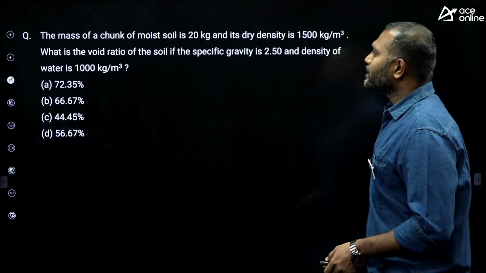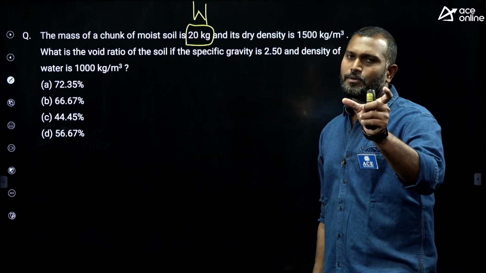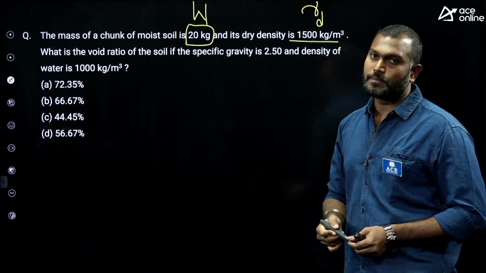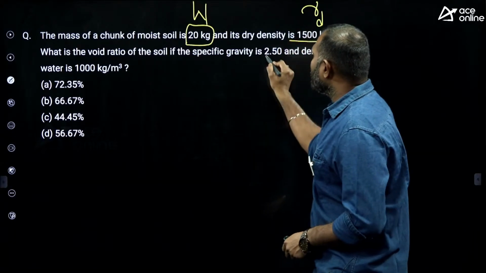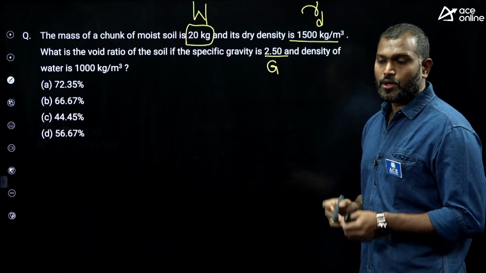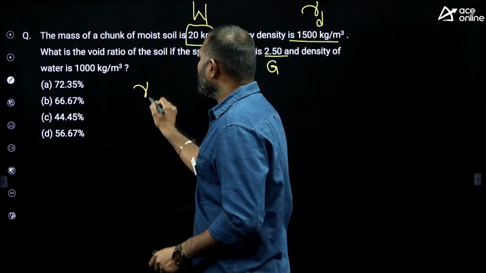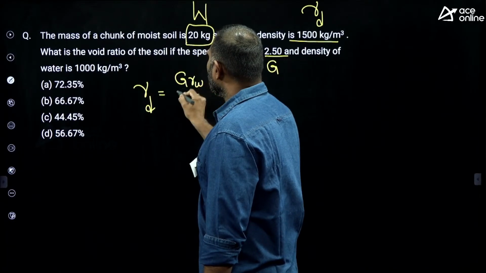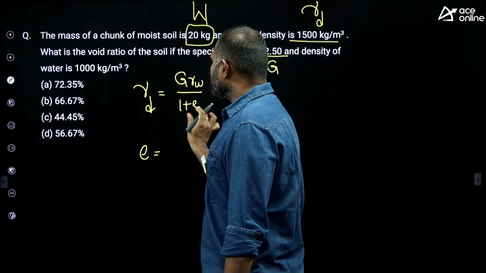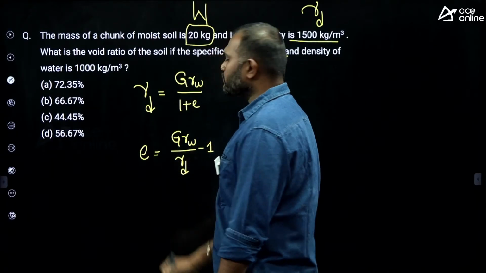Next, the mass of a chunk of moist soil is 20 kgs. So moist soil is a natural deposit, W is 20 kgs. And its dry density, gamma D, is given as 1500 kg per meter cube. What is the void ratio if the soil has a specific gravity of 2.5 and density of water is 1000 kg per meter cube? Now when they give you gamma D, if you want to find the void ratio, the relation is gamma D is equal to G gamma W by 1 plus e. This is a very, very, very important relation. If you rearrange, you can send the 1 plus e to the other side. So e is G gamma W by gamma D minus 1.